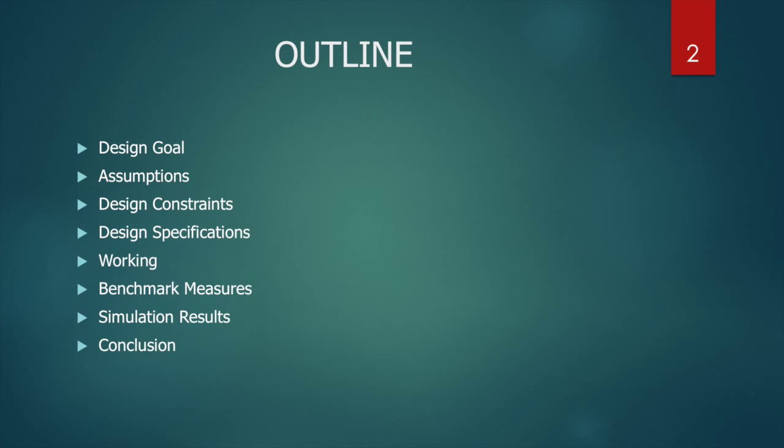First, the design goal, then the assumptions we made during the design of our wireless satellite hub, the design constraints, the design specifications, the working of our modules, and the benchmark measures, and the simulation results we got, and then the final conclusion.